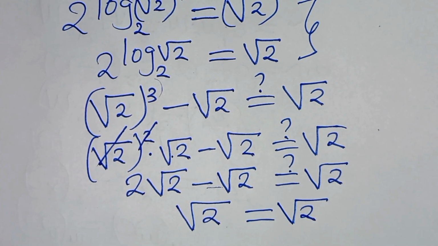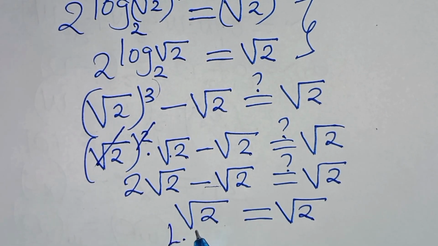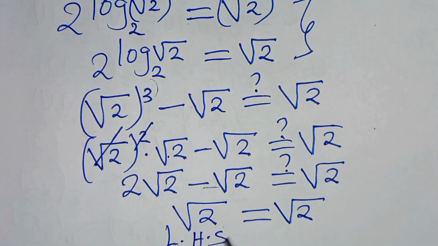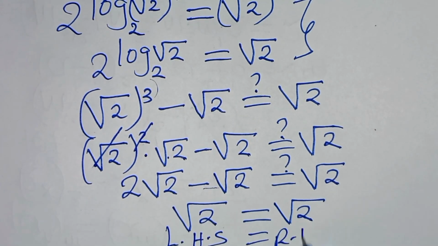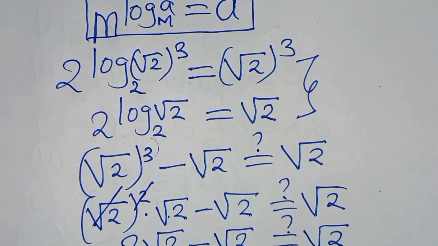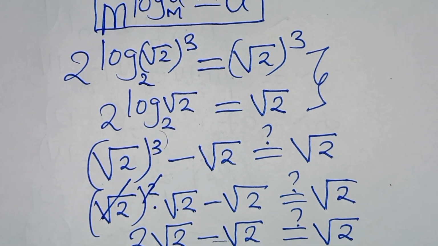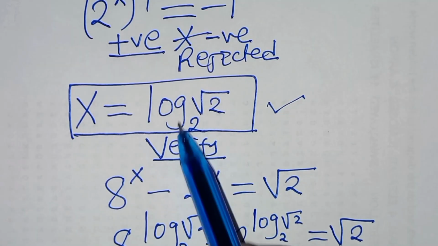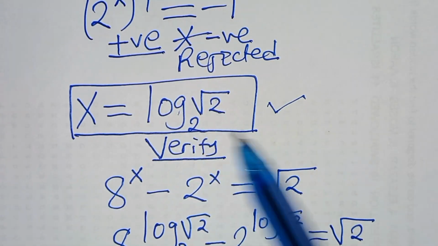So this means that the left hand side is equal to the right hand side. So this implies that the value of x, which is equal to log square root of 2 to base 2, actually satisfies the equation.